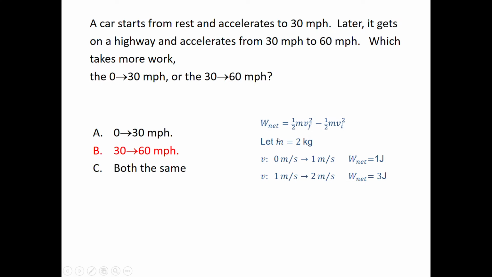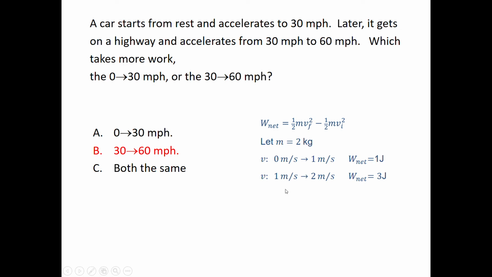And let's take a simpler case where the mass of the car is 2 kilograms. I chose that because then 1/2 m is 1 in SI units, so I don't have to worry about the 1/2 m. And so I just have to calculate v final squared minus v initial squared, and let's do it for 0 to 1 meter per second versus 1 to 2 meters per second. For 0 to 1 meter per second, I do 1 squared minus 0 squared, that's just 1 joule. For 1 to 2 meters per second, that's 2 squared minus 1 squared, that's 4 minus 1, or 3 joules. So the answer is, when you're already going fast, it takes more work to go just that much faster than you were going before.